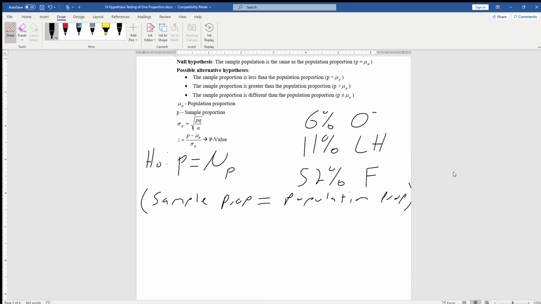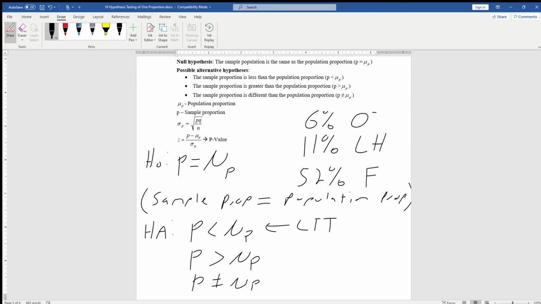However, there might be an alternative hypothesis, and this is what's stated in the problem. There's three possible alternative hypotheses. The sample proportion could be less than the given population proportion, the sample proportion could be greater than the population proportion, or the sample proportion could be not equal to the population proportion. If you pick the first one, that's a left tail test. I'm just going to define that as left tail test, LTT. If for some reason in the problem it says greater than, that would be a right tail test. And then finally, if P is not equal to mu sub P, you would have a two-tailed test. It's up to us to be able to define what type of test we're looking for in the problem.